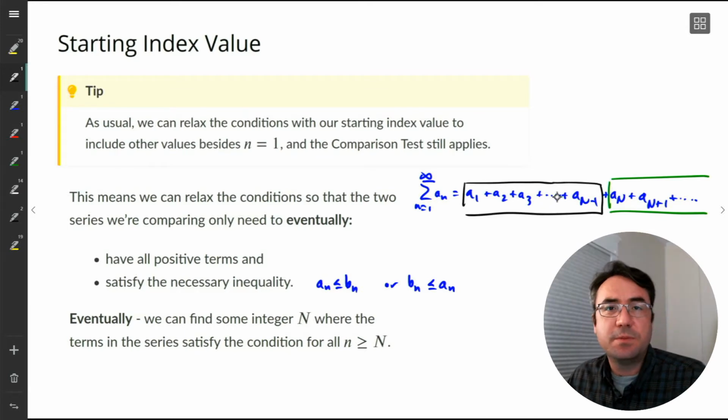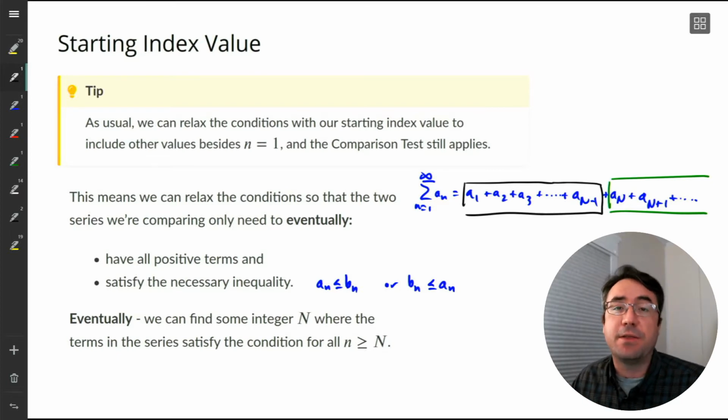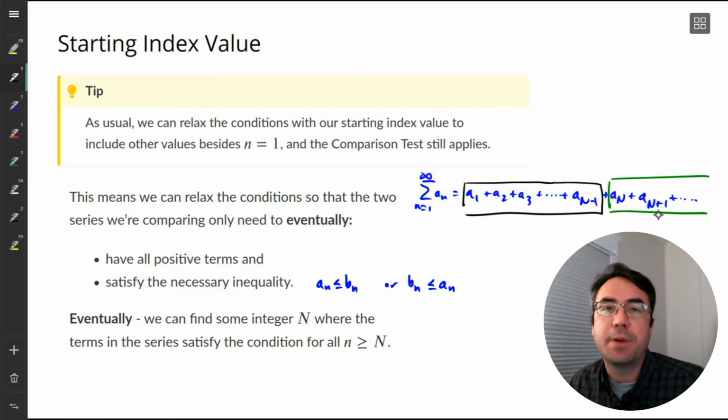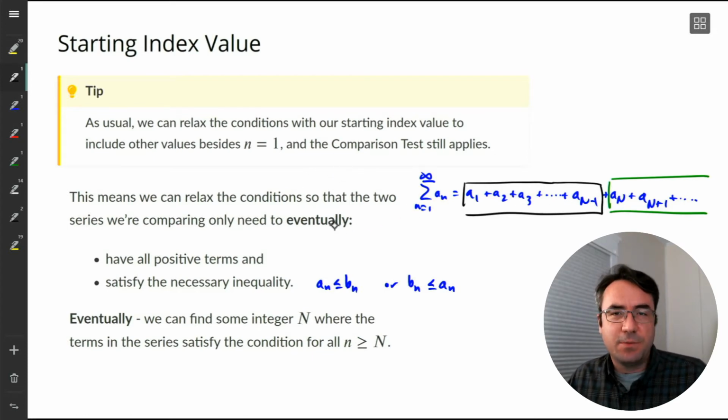So for these terms towards the beginning, it's okay if some of these are not positive, or if some of these terms don't satisfy the necessary inequality. It's just that if we go far enough, we hit a point where the terms actually do satisfy those conditions, and they all satisfy them. We can use the comparison test then. So it's okay if there are a few terms at the beginning that don't quite satisfy everything. We could still use the comparison test as long as there's a certain point where everything is met consistently.